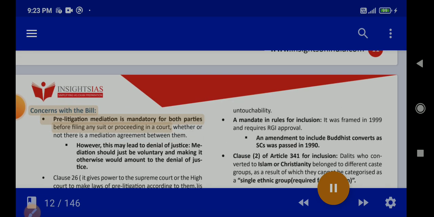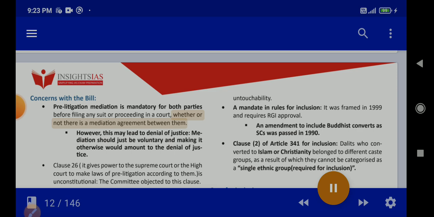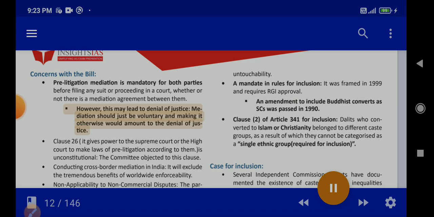Concerns with the bill. Pre-litigation mediation is mandatory for both parties before filing any suit or proceeding in a court, whether or not there is a mediation agreement between them. However, this may lead to denial of justice. Mediation should just be voluntary, and making it otherwise would amount to denial of justice.